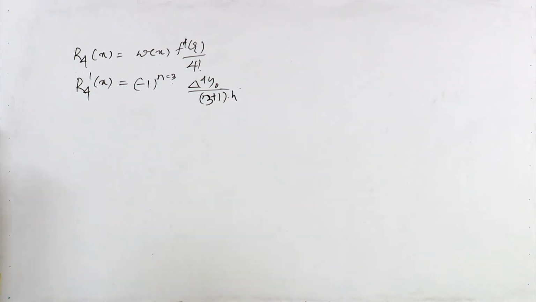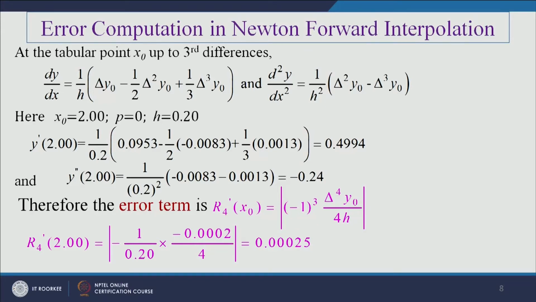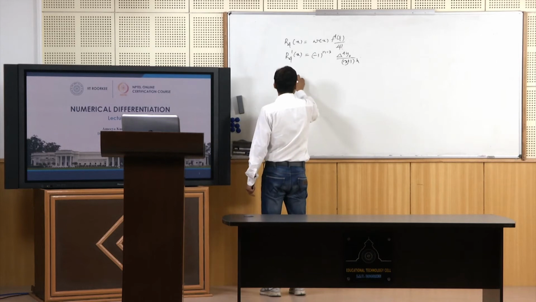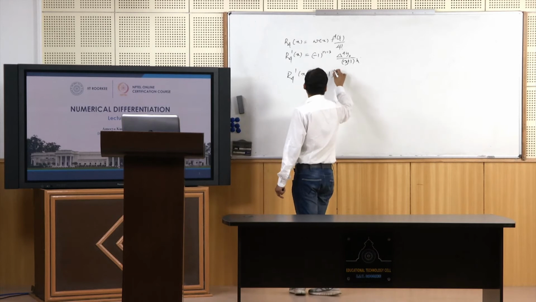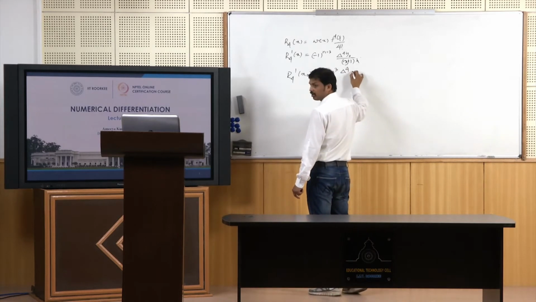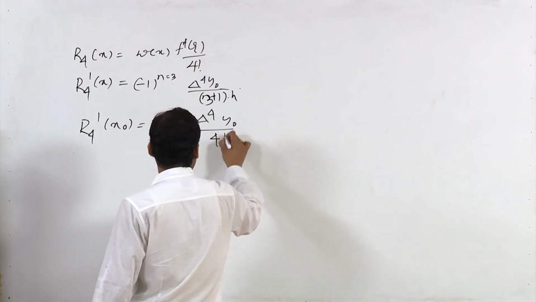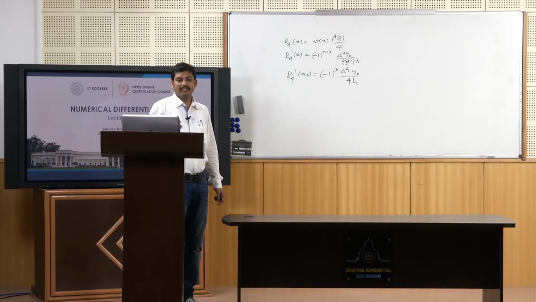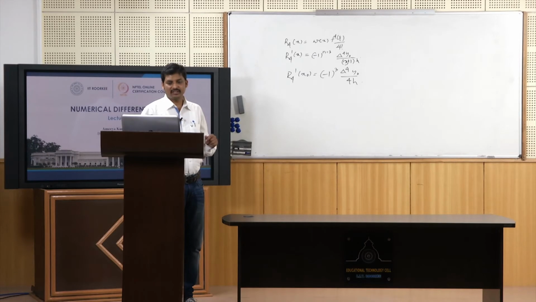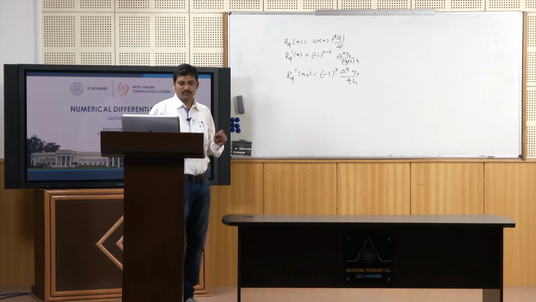So, obviously if you just put directly in the tabular values here, R4 dash of x0 can be written as minus 1 whole to the power 3 del to the power 4 of y0 by 4h here. And at that point exactly, if the error is asked, suppose at x0 equals 2.00 here, since the beginning of the tabular values is 2.00 here.